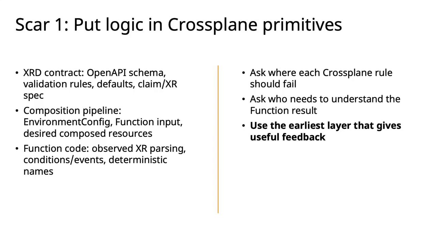Yes, and let's go to the scars we discovered in our journey. The first one is to put logic in the right Crossplane primitives, because you have 3 layers: the XRD contract, the composition pipeline, and the function code. The XRD contract is for validation, because it's an OpenAPI schema, right? The composition pipeline is for orchestrating all the resources in the cluster, and the function is dynamic runtime logic, which also reads live data.